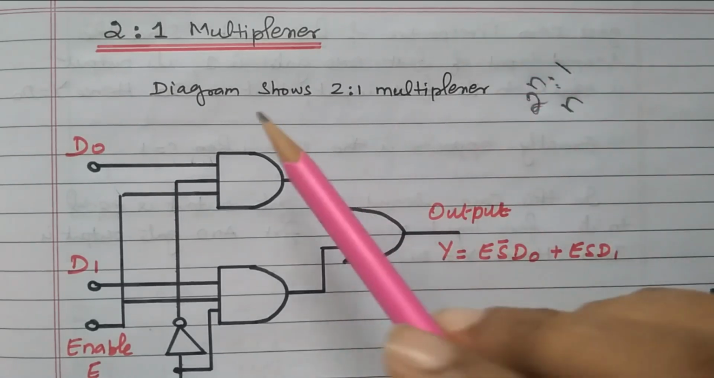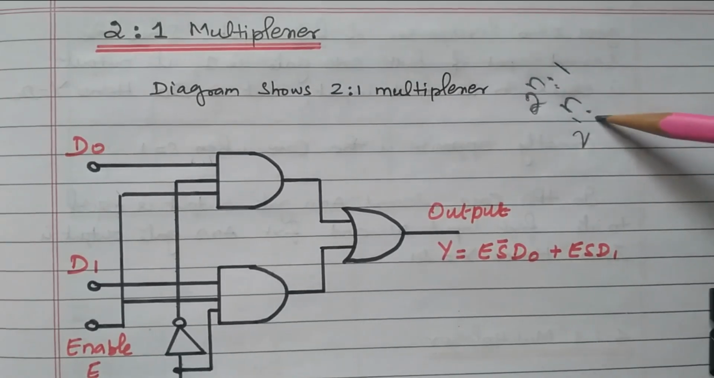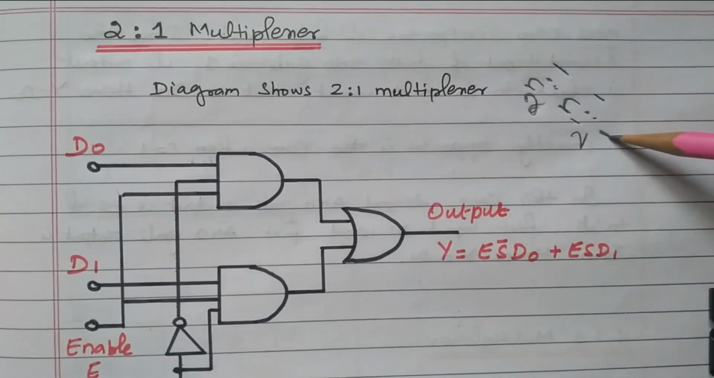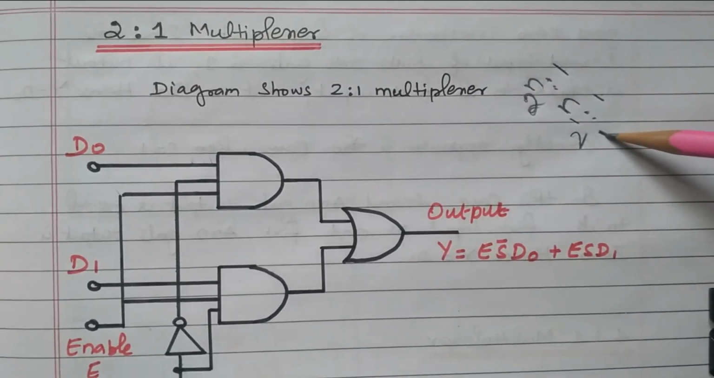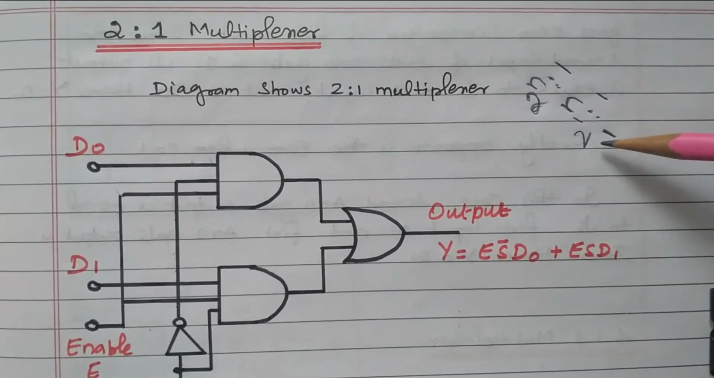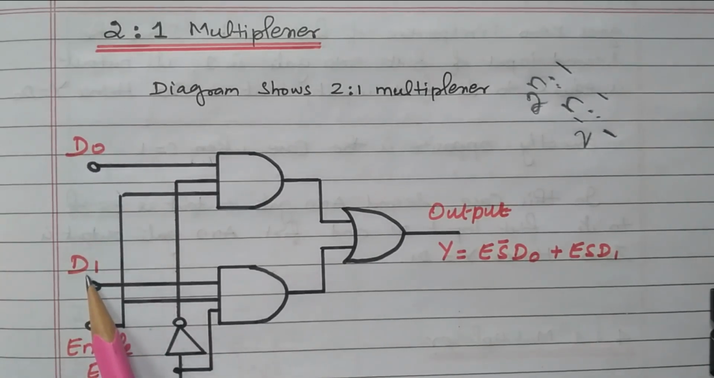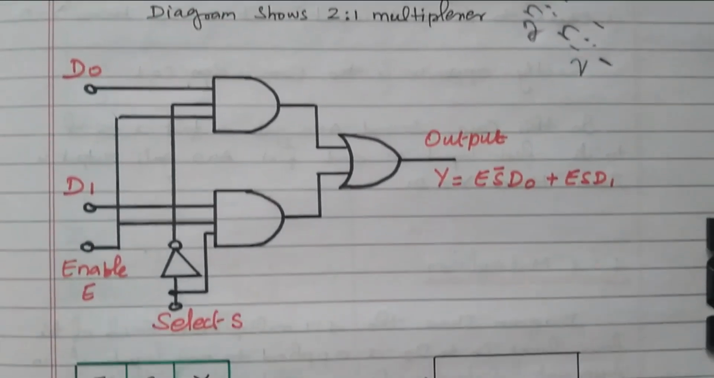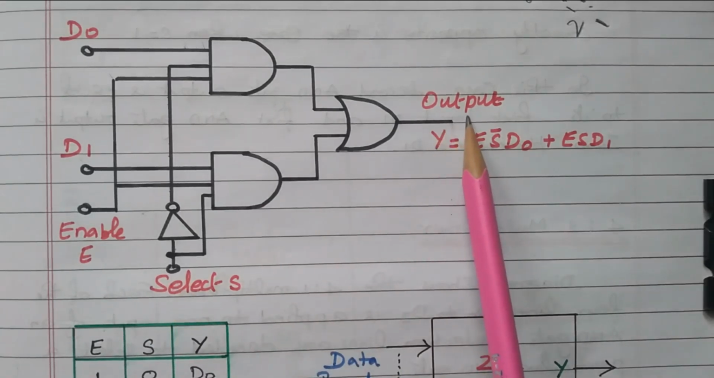So in this 2:1 multiplexer, n equals 1. 2 to the power 1 is 2 to 1, and one selection line. So the 2:1 has two inputs, only one output and one selection line, right? So we'll see this diagram. The two inputs are D0 and D1. This is the selection line, only one selection line, only one output.